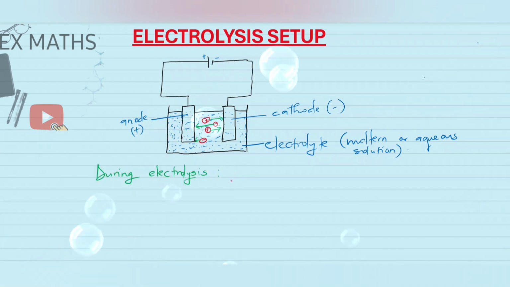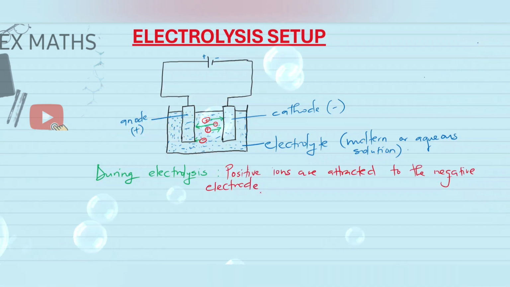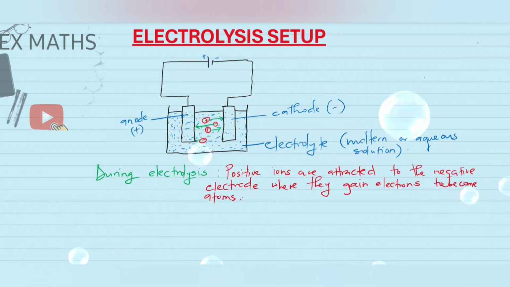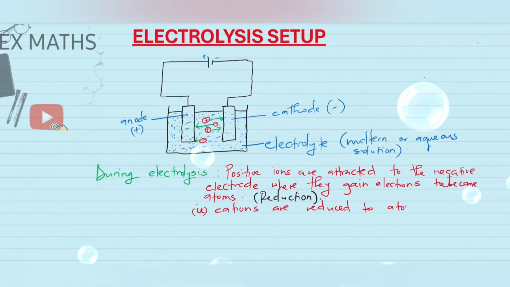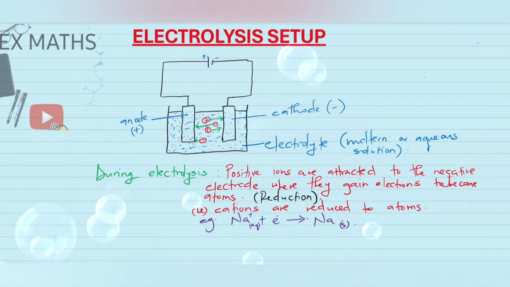During electrolysis, positive ions are attracted to the negative electrode, where they gain electrons to become atoms. This process is known as reduction. This means the cations are reduced to atoms. For example, sodium + is a cation and it gains an electron, then it becomes sodium. So we have reduced a sodium ion into sodium atom. So this is the process of reduction.